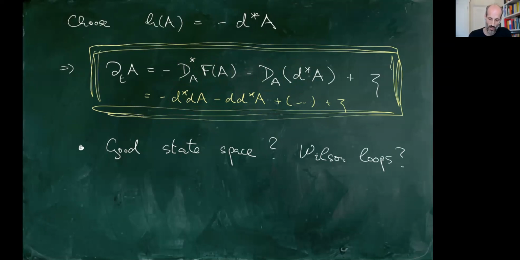So you want a good state space for this equation, maybe a space of gauge orbits or something like this. And then the other question that you want to ask yourself is, what about gauge invariance?